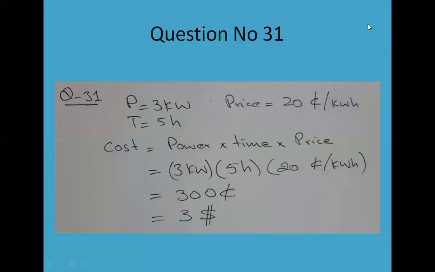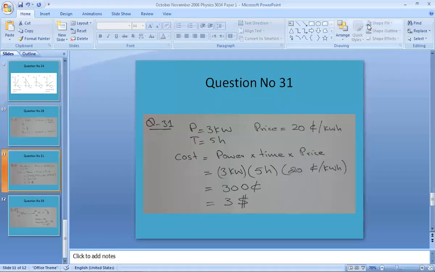Okay, so now the power is 3 kilowatt, the price is 20 cents per kilowatt hour, and the time is 5 hours. So the cost will be power multiply time multiply price. But the power should be taken in kilowatts and the time must be taken in hours. So the final answer will be 300 cents, which is $3. So basically the answer is 300 cents. Question number 31.